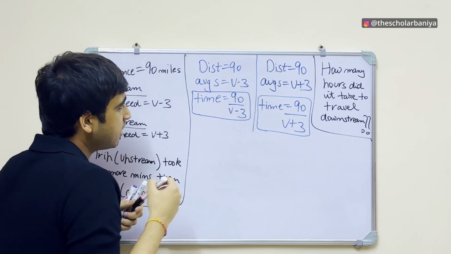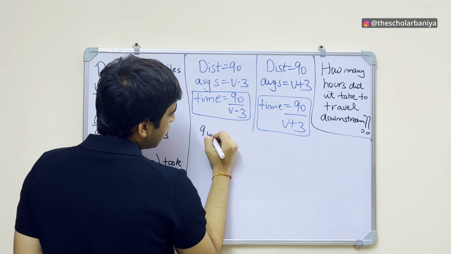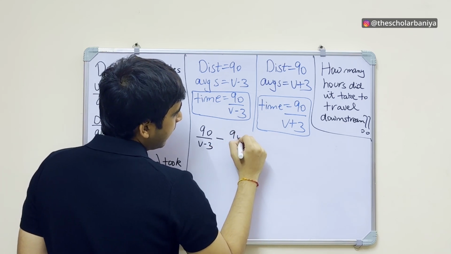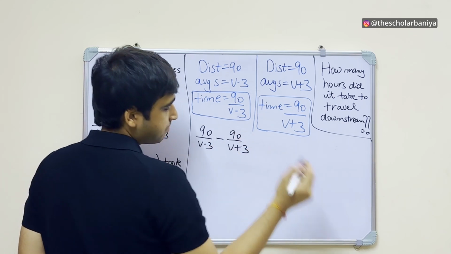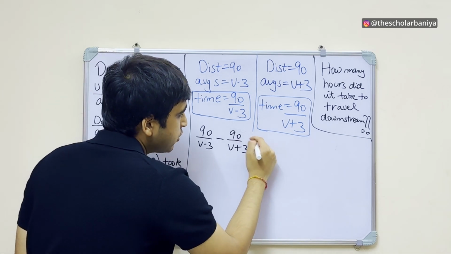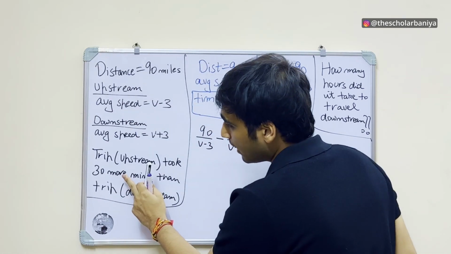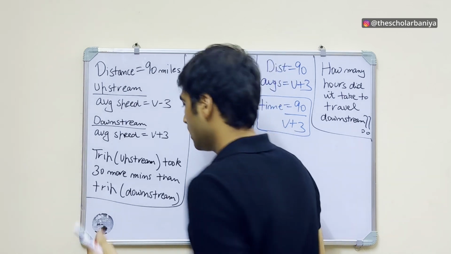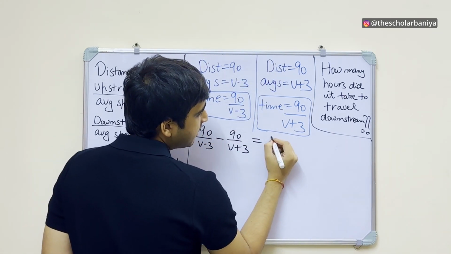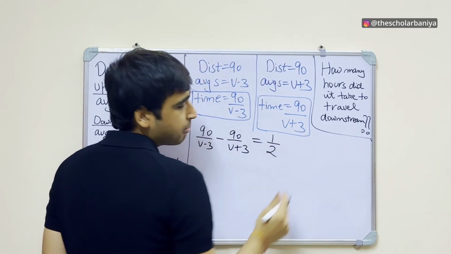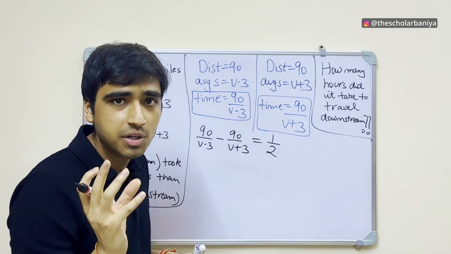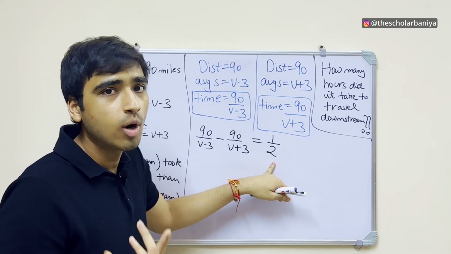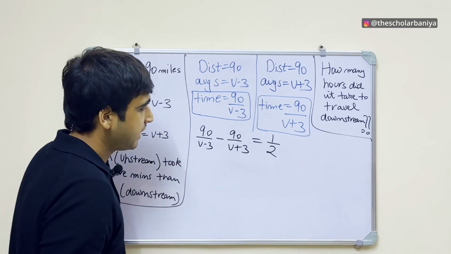So what we do over here is that 90 upon v minus 3 minus 90 upon v plus 3 is equal to 30 more minutes. We can write 30 upon 60, which is 1 upon 2, because we always deal in hours. So 30 minutes means half an hour, 1 by 2 hours. I hope this should be fine, right?